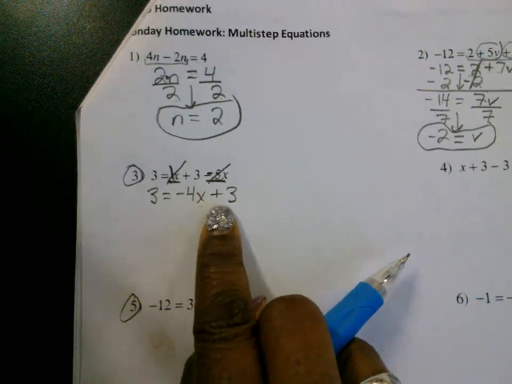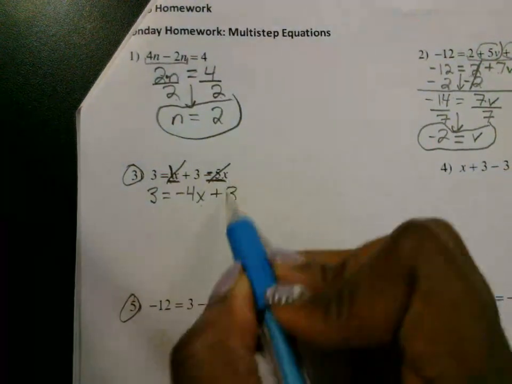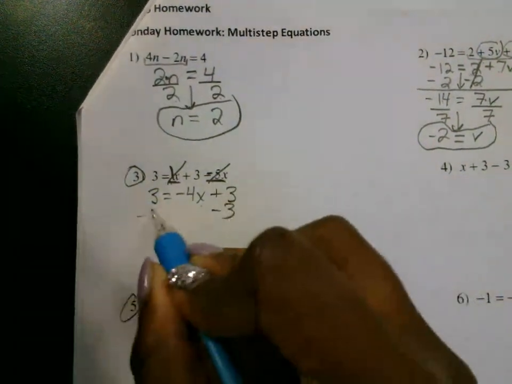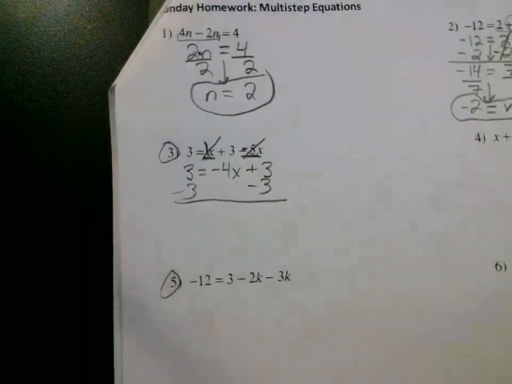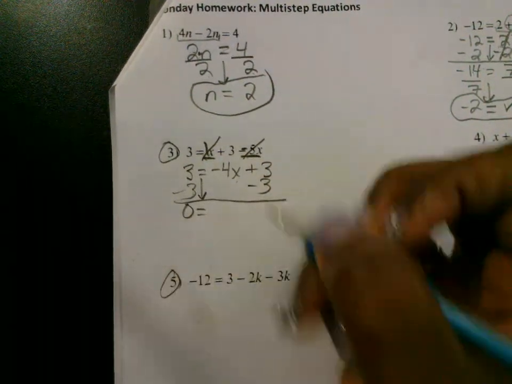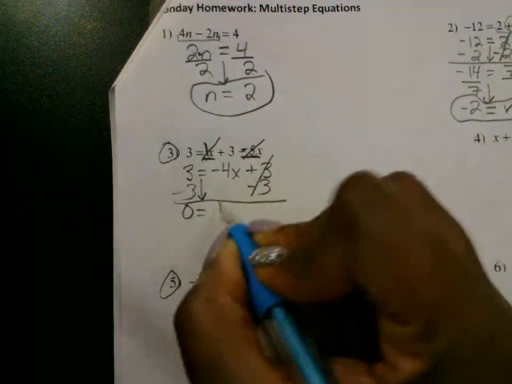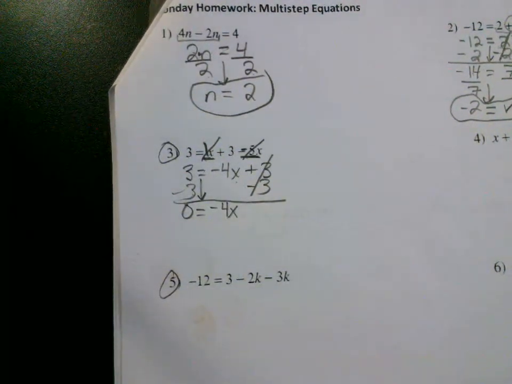How do I get rid of a positive 3? I subtract 3 on both sides. What's 3 minus 3? This is 0. Bring down the equal. This is gone, and I'm left with negative 4x.